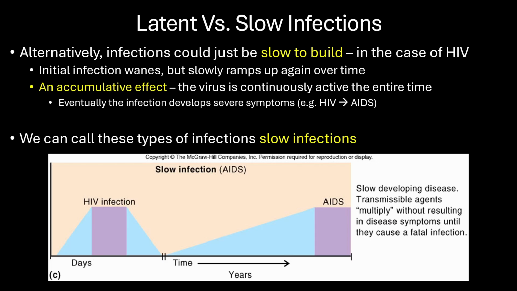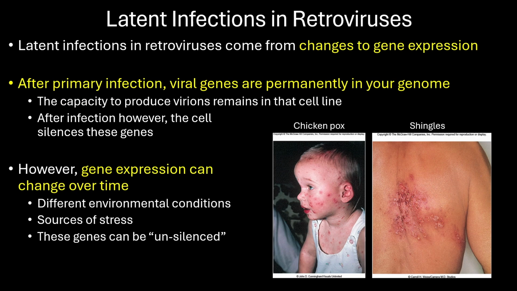This we typically call a slow infection. It is a latent infection, but it's a type of latent infection. So latent infections in retroviruses can come from changes to the gene expression of these infected cells. When a cell is infected with a retrovirus, it has had viral DNA inserted into that cell. And when that happens, the viral DNA is not necessarily being expressed. The cell isn't at that point a viral factory being forced to build all the little components of that virus.